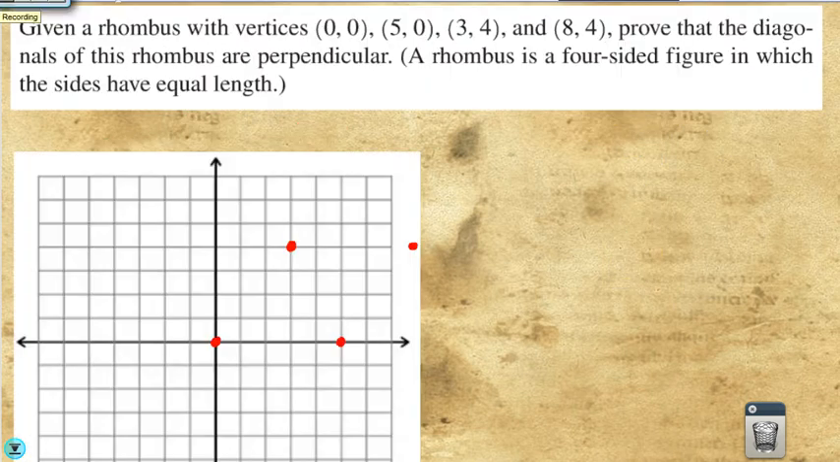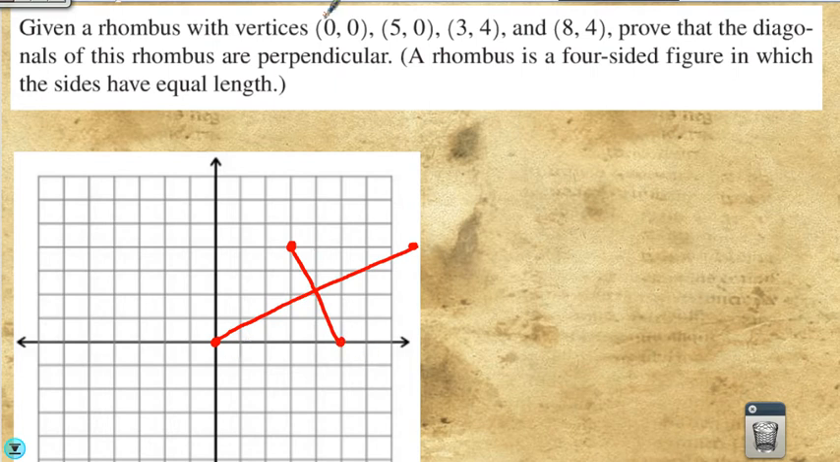Next problem says, given a rhombus with the given vertices, and I've plotted those, prove that the diagonals of the rhombus are perpendicular. We can't go by looks here. So what we're going to do is to prove that these diagonals, here's my rhombus. I'm not even going to draw it. I'm concerned about the diagonals of the rhombus. And this is actually one of your theorems from geometry, that if you have a rhombus, the diagonals will always be perpendicular. The way that we're going to prove that, we're going to find the slope of each line.